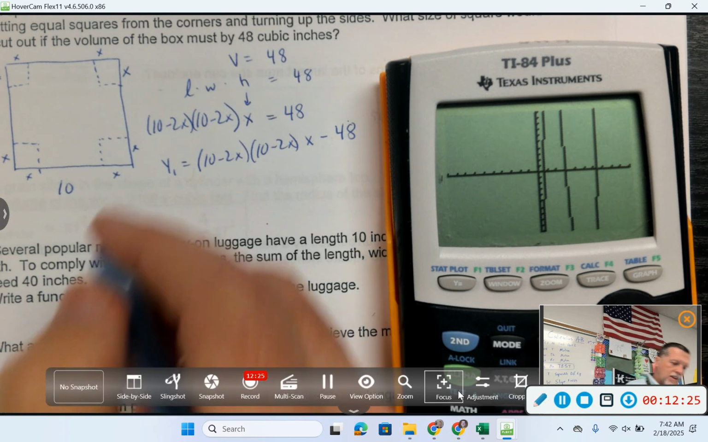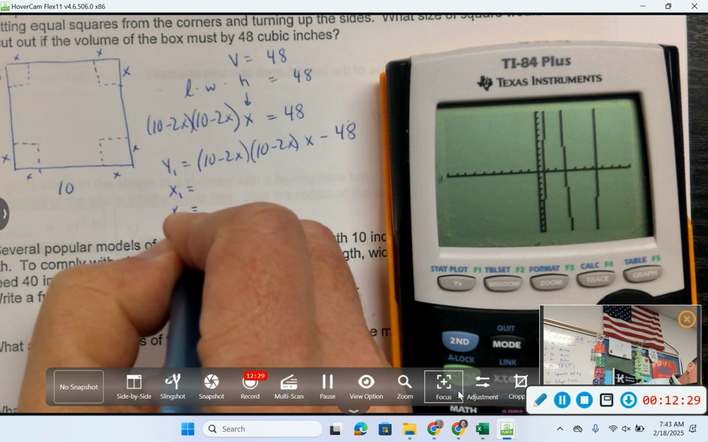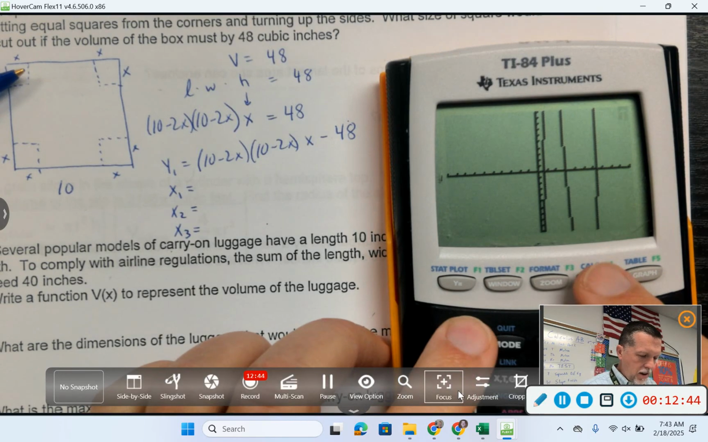Okay. So maybe there's 3 possible answers. I don't know. I guess if you cut out a small little piece, the volume would be small. If you cut out too big a piece, the volume might be small, but it might be tall. So I don't know. Let's figure out what these are. Oh, yeah, there's 3 dimensions.